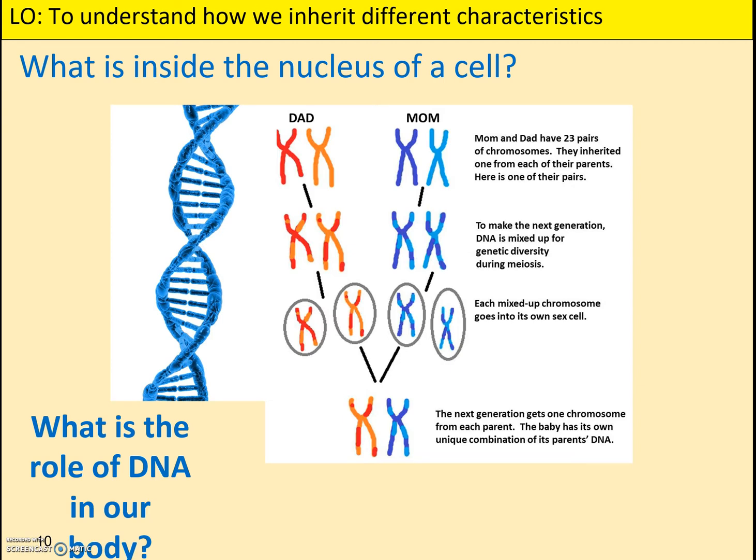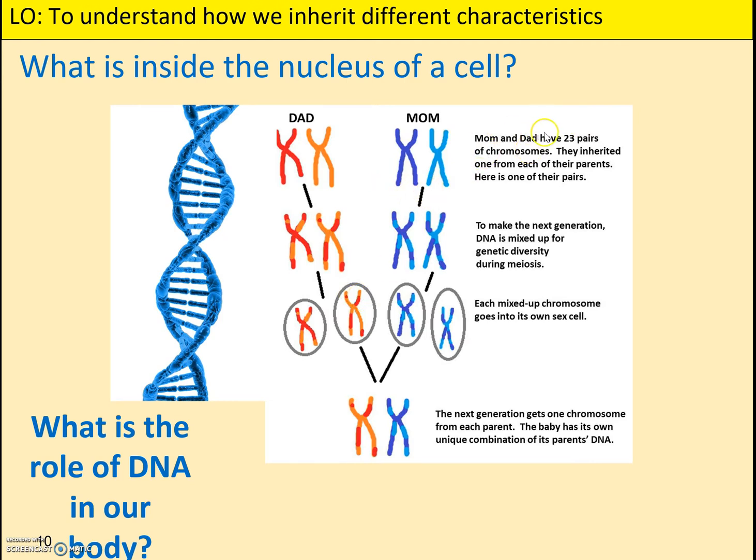But how do we get these characteristics from our parents? In order to answer that question, we need to think about the role of DNA. DNA is the shortened version of deoxyribonucleic acid, which carries the genetic code that determines characteristics of a living organism. Chromosomes are thin strands of DNA and they're subdivided into genes. Humans have 46 chromosomes arranged in 23 pairs.